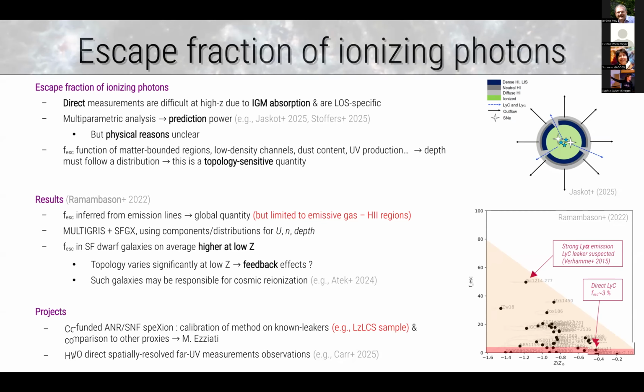The next part is going to be to calibrate this method on a sample of known leakers with direct Lyman continuum measurements, because we have more and more of these sources, and it's the postdoc of Mariam Ediati in the Spection project. And of course, in the future, there will be HWO with direct far UV measurements for individual lines of sight within nearby galaxies. It's going to be very powerful.